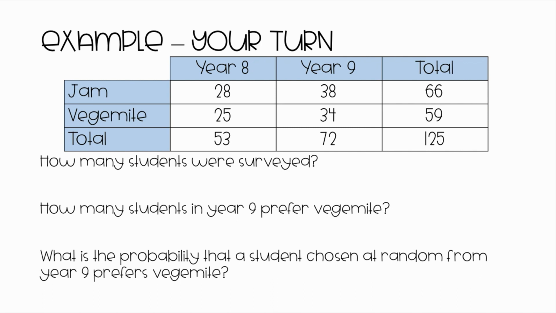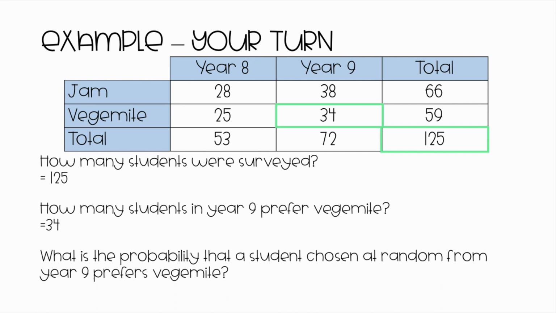In this case, we're looking at a survey of year 8 and 9 students and whether they like jam or Vegemite. Pause it, do the 3 questions, then come back and we will do it together. So how many people were surveyed? 125 people in total were surveyed. Now, how many year 9 students preferred Vegemite? That's this value here. So 34 year 9s preferred Vegemite.